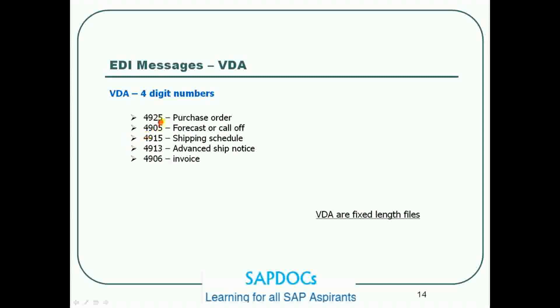Coming back to VDA, unlike X12 and EDIFACT, VDA also uses 4-digit numbers. It's similar to X12, and you can see 4925 is a PO, 4905 is a forecast, 4905 is the shipping schedule, 4913 is the advance ship notice, and 4906 is the invoice. One major difference is that VDA uses fixed length files, unlike X12 and EDIFACT, where we saw that segment lengths are variable.